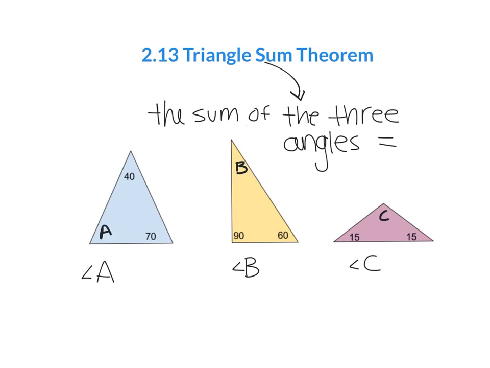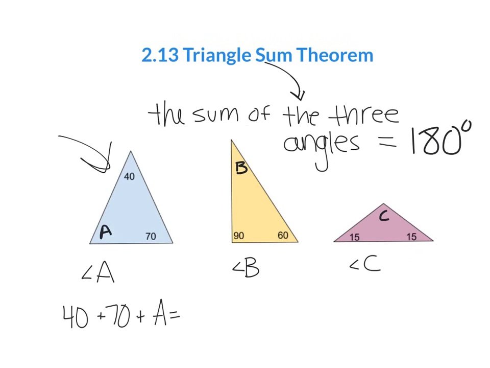So according to the triangle sum theorem, the sum of the angles in a triangle, the sum of those three angles, add up to 180 degrees. Because we know this about every triangle, we can use an equation to solve for a missing value. For example, here on A, on this light blue triangle, we have 40 plus 70 plus A is going to add up to 180 degrees.